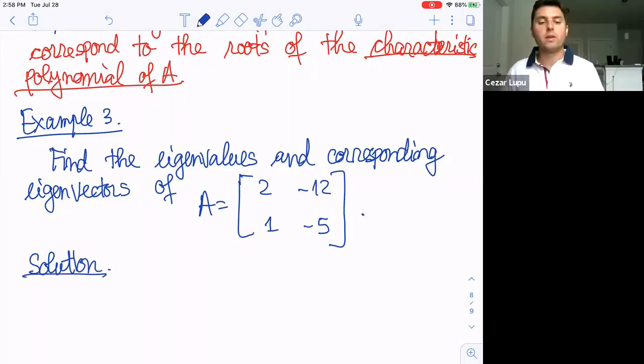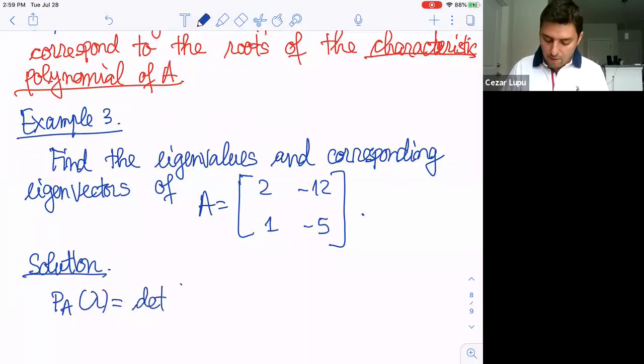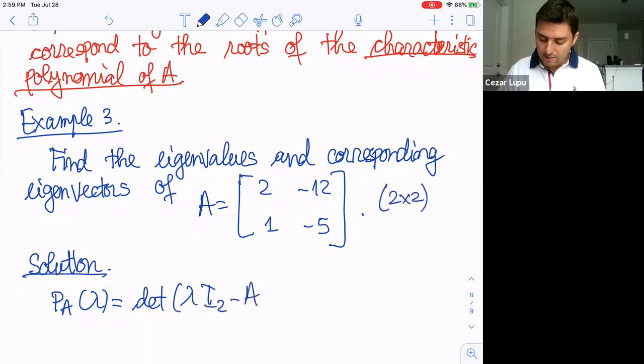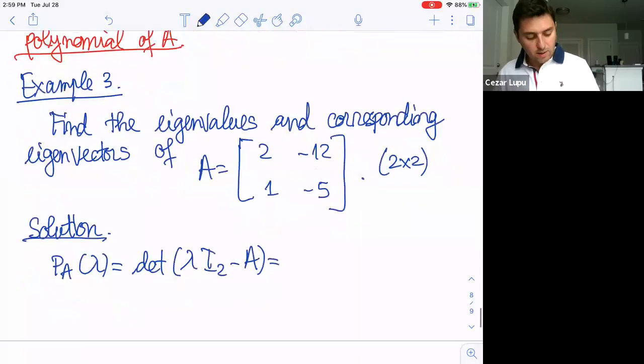Like I said, the only thing we need to do is just to look at this guy right here. The characteristic polynomial of A is nothing else than just the determinant of lambda times the identity, in our case the 2 by 2 identity, keep in mind that this is a 2 by 2 matrix, minus A. And now let's do the computations.